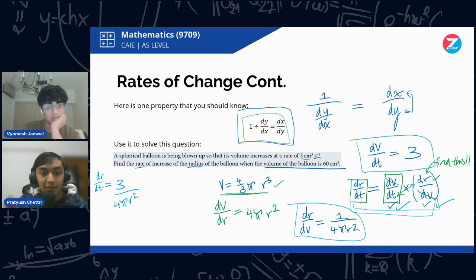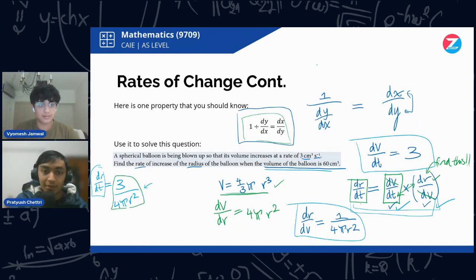So the question actually asked, what's this value when volume is 60? I just need to find the radius from the volume. Okay. Oh, right, that's a great point. I was trying to think, how do I put volume into this? You can't, because our expression doesn't have volume in it, so we need to find the radius.